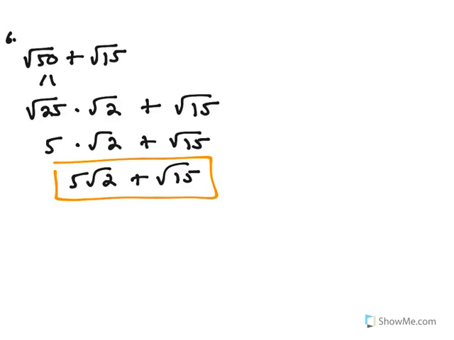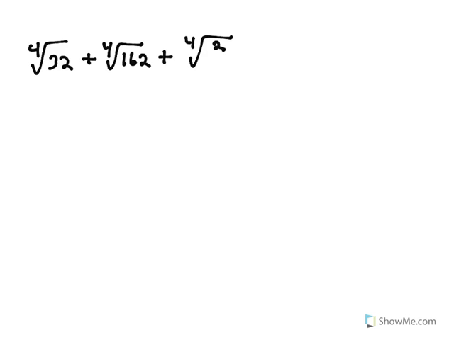Okay, let's do another example. I'm going to have to do it on the next slide for more room. Okay, so let's go ahead and do this one. The fourth root of 32 plus the fourth root of 162 plus the fourth root of 2 over 81. And we're going to simplify this, okay?